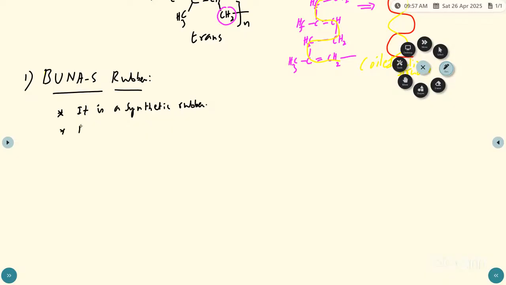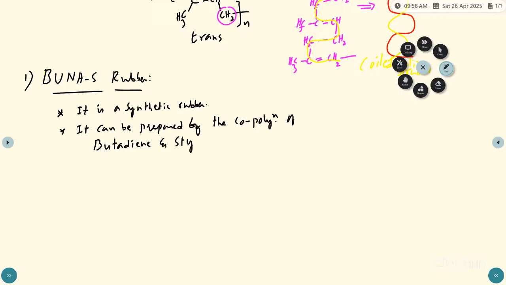And next, it can be prepared, it can be synthesized by the copolymerization of butadiene and styrene. Okay, it can be synthesized by the copolymerization of butadiene and styrene.